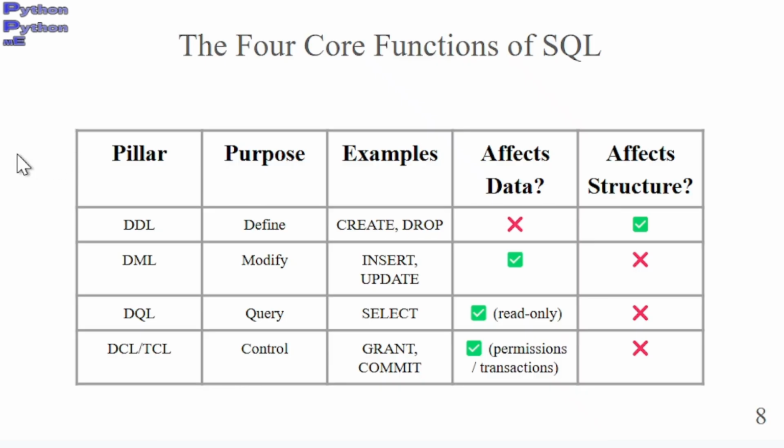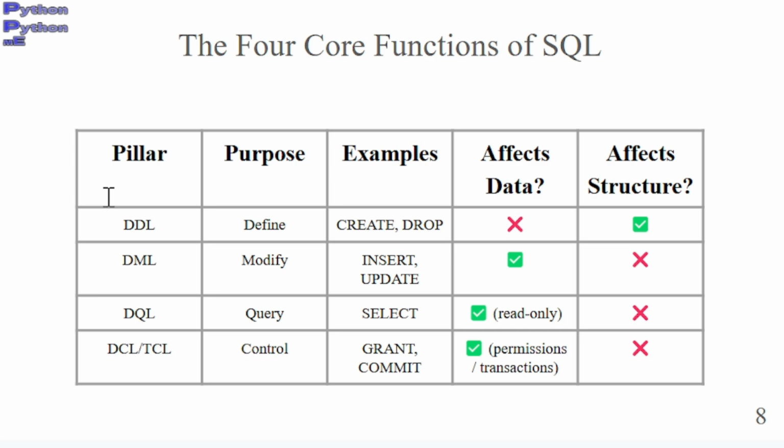Let's just recap the four core functionalities and what they perform. Data definition language's purpose involves defining the schema of the table. It uses different commands such as create, alter and drop. It usually does not affect the data, but it does affect the schema or the structure of the table.